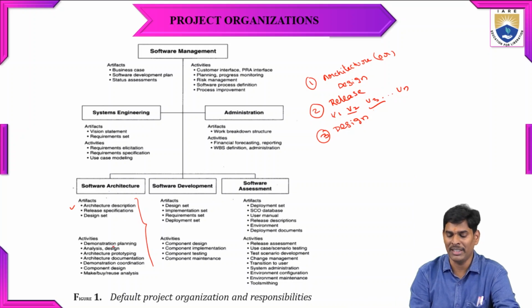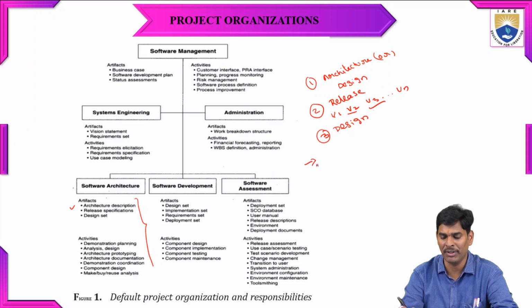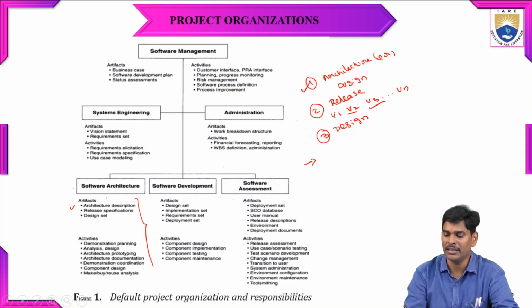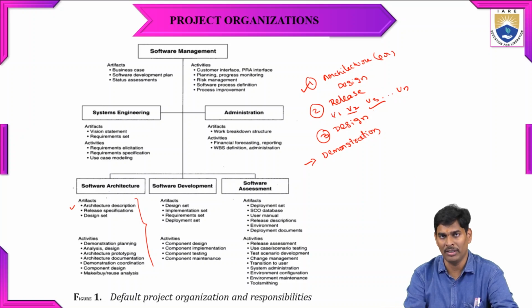Whereas the activities they need to do: the first one is, after designing the architecture, they need to give the demonstration. Why do they need to give the demonstration? Demonstration is very important when they are designing the architecture, because the architecture plays a very vital role in the project. If any mistakes are made in the design part, then the whole project will fail. That's why the demonstration is a very important criterion in the project.